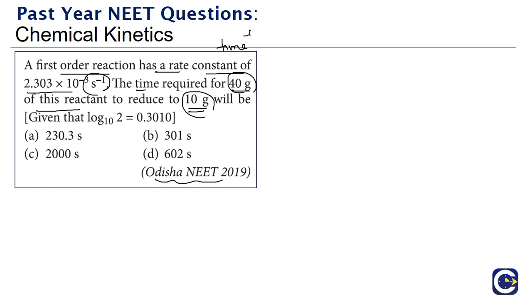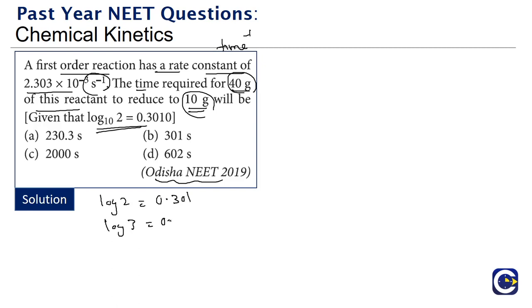We need to find the time taken for this change. Here there is an extra piece of information given to us: the value of log 2 is 0.3010. Usually when we are solving these problems, since the first order rate expression has a logarithm term, we generally use these values: log 2 is 0.301 and log 3 is 0.477. Even if it is not given in a problem, it's good to remember these values so that we can approach the numericals fast.